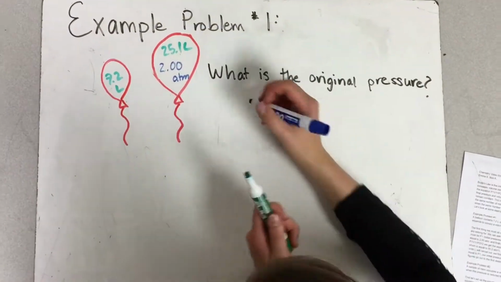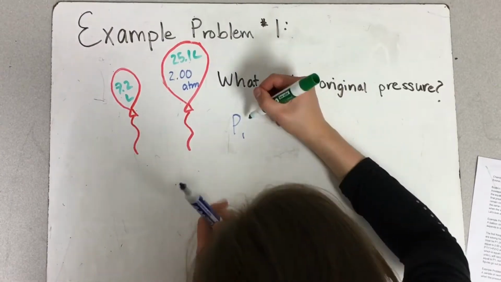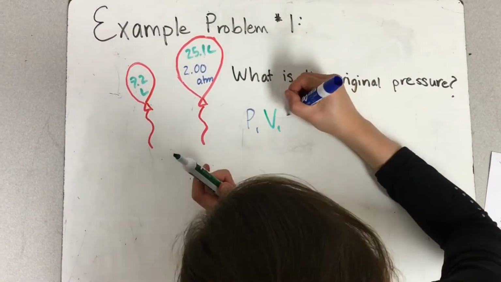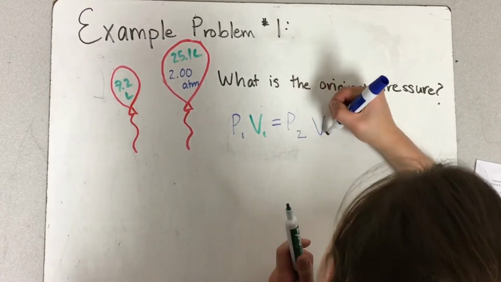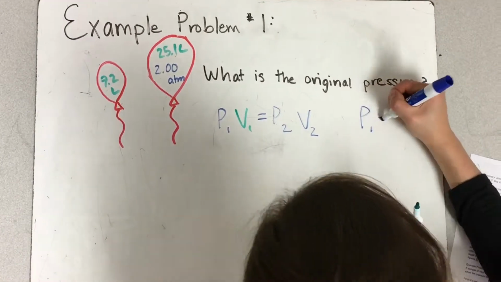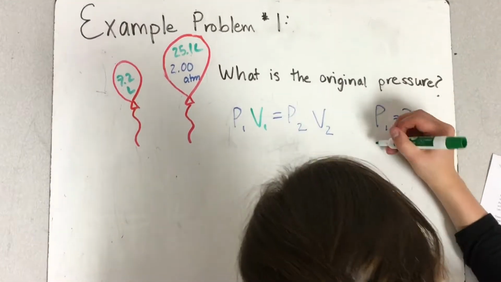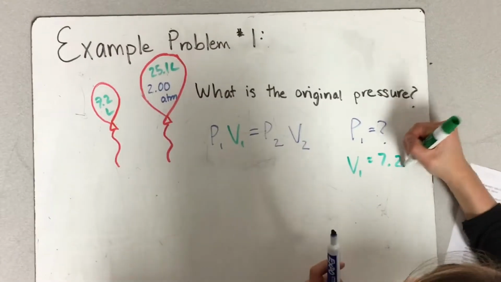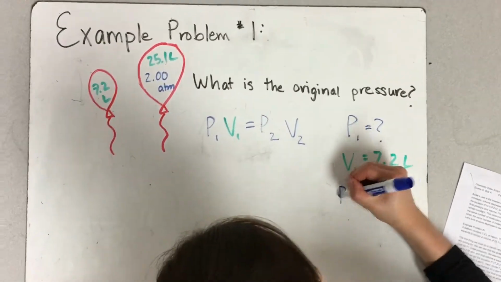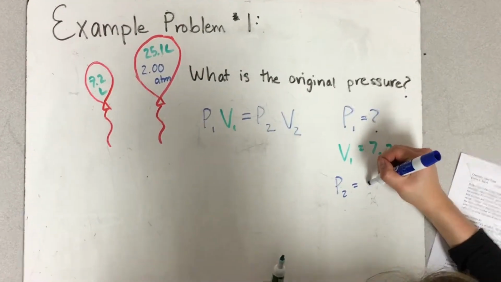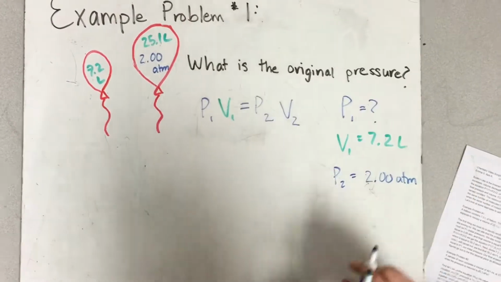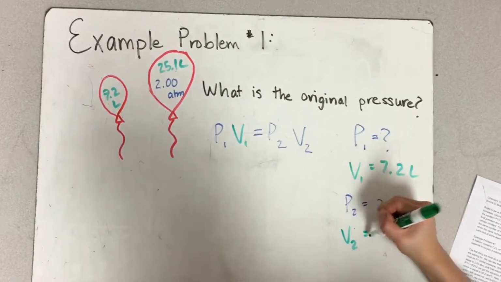The first thing you must do is identify what parts of P1V1 equals P2V2 are given to us and which we are solving for. We can see that the problem asks for original pressure, so we know our variable must be P1. We also know that initial volume is equal to 7.2 liters, final pressure equals 2 atmospheres, and the final volume is equal to 25.1 liters.